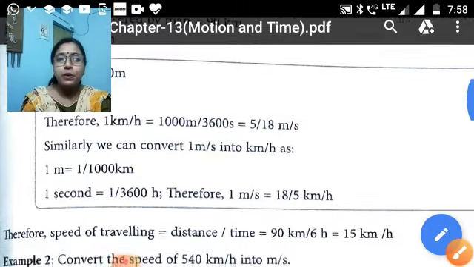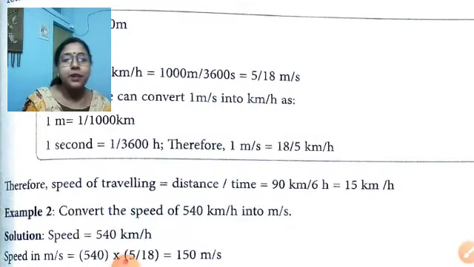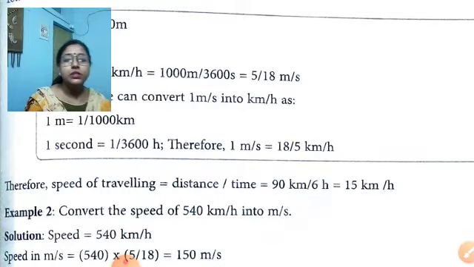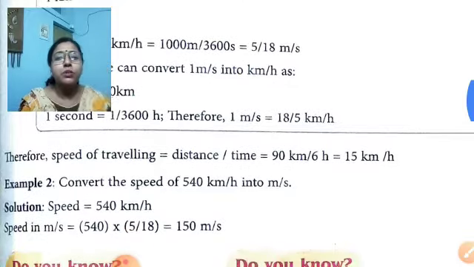So therefore speed of traveling is distance divided by time, which is 90 kilometer divided by 6 hours, that will be 15 kilometer per hour. So the answer will be 15 kilometer per hour.